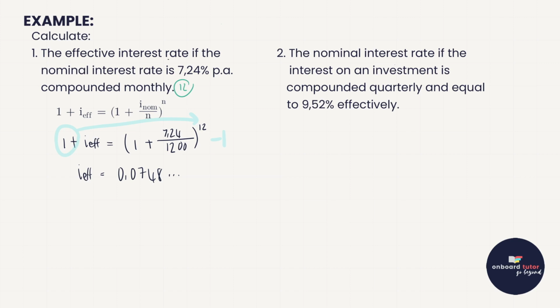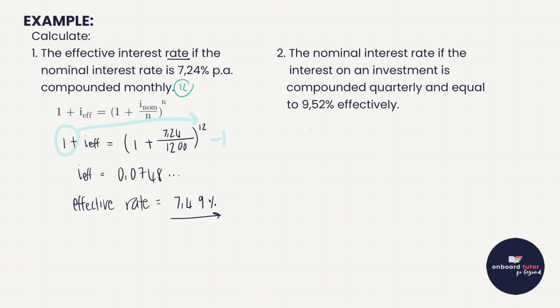But what they actually want is the effective rate. So to get this to be a rate, I then need to multiply by 100 again, so that I can get it into percentage form. And so the effective rate is equal to 7.49% annually. All right, and then the next question is just asking us to do the reverse. So the nominal interest rate, if the interest on an investment is compounded quarterly and equal to 9.52% effectively.